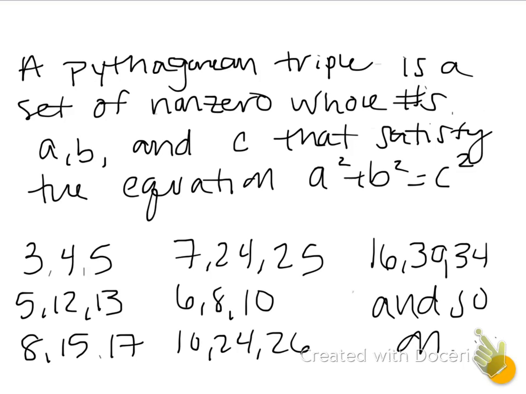So a Pythagorean triple is a set of non-zero whole numbers, so a whole number that's not negative, that represents a, b, and c that satisfy my equation a squared plus b squared equals c squared. So 3, 4, 5 work, 5, 12, 13 work, 8, 15, 17. So basically you would square root them and get whole numbers when you solved it in a squared plus b squared equals c squared.